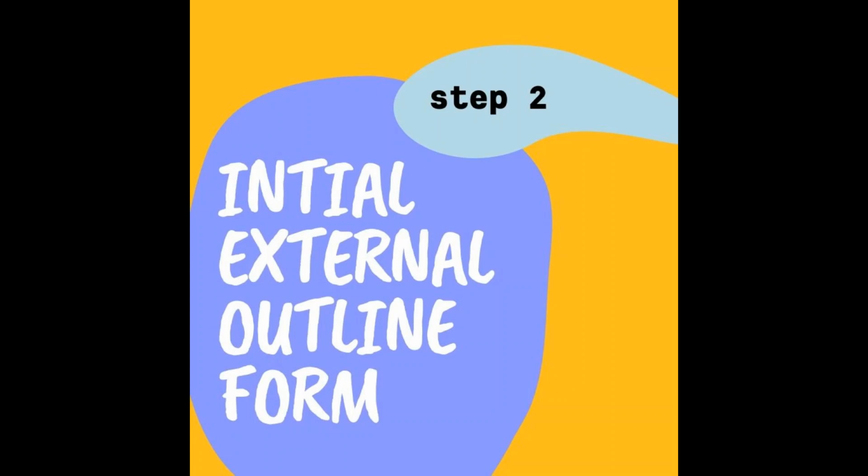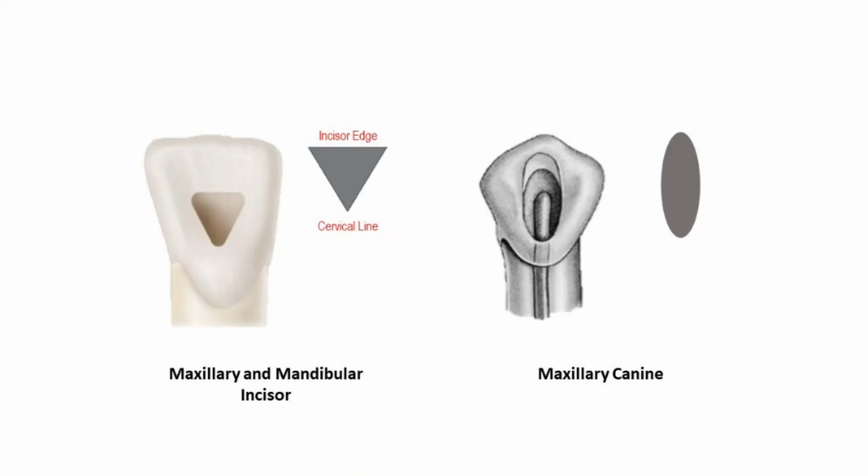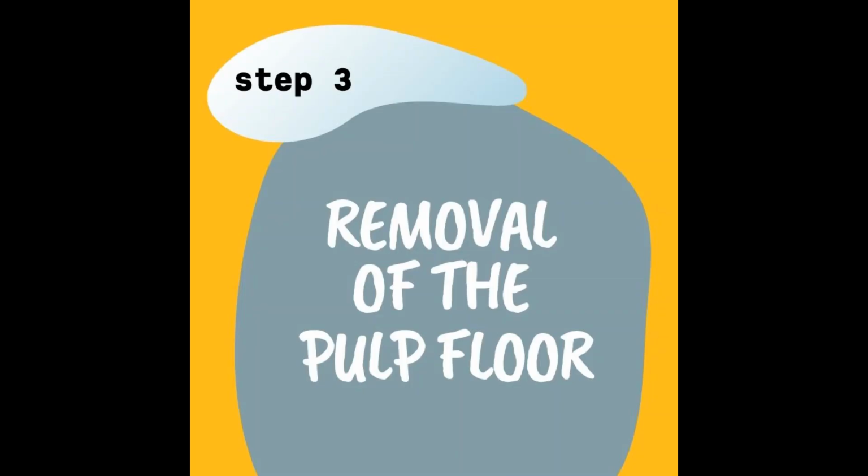Step 2. Initial external outline form. For maxillary and mandibular incisor, the access cavity has a triangular outline, while for maxillary canine it is ovoid in shape. Step 3. Removal of the pulp floor.